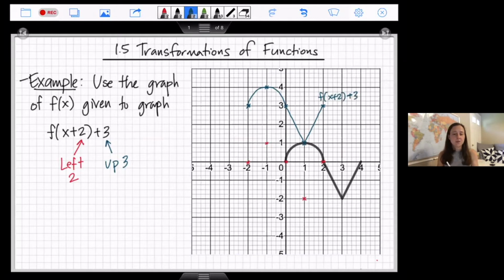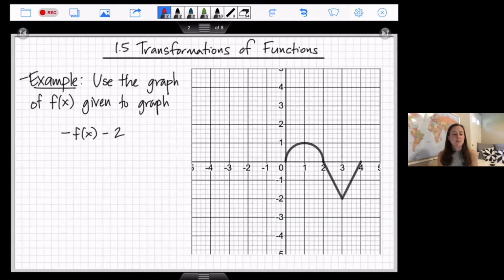All right, so let's stick with this graph and do a couple more transformations. This one asks us to graph negative f of x minus 2. Okay, so we have minus 2. That's kind of hanging out on the outside. That's the same as the plus 3 in the last one. So it's subtraction instead of addition, but it's on the outside. So this means it's going to be a vertical shift. This one's going to move it down 2.